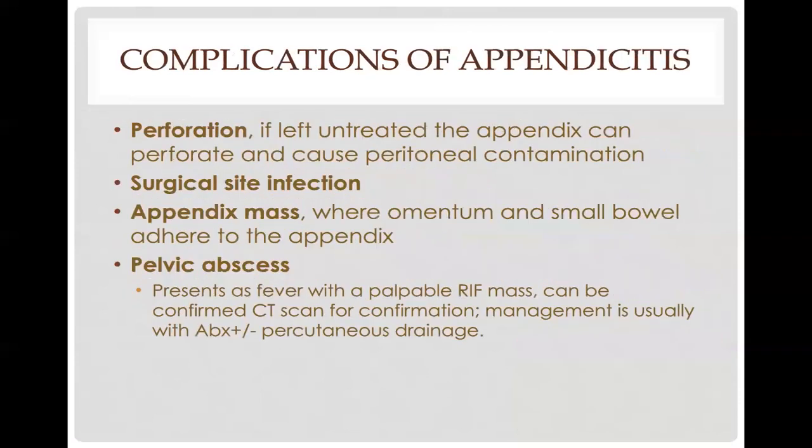Complications, some of these we mentioned. So if it's not treated, then it can perforate and that can lead to peritoneal contamination. You can also have surgical site infection, an appendix mass where the omentum and small bowel adhere to the appendix, as well as pelvic abscess, which tends to present as a fever with a palpable right iliac fossa mass and can be confirmed on CT scan. And management of that would usually be antibiotics plus or minus drainage.